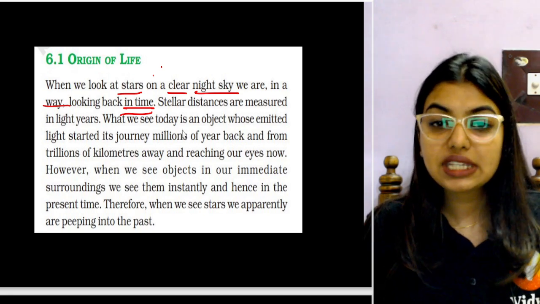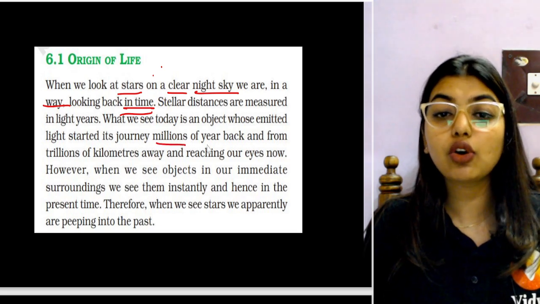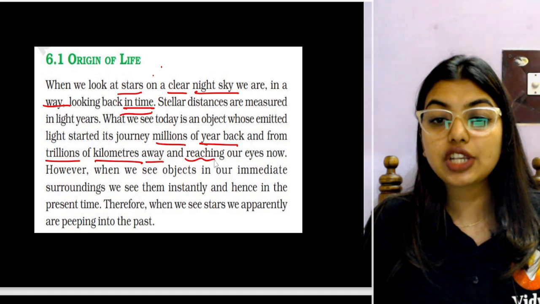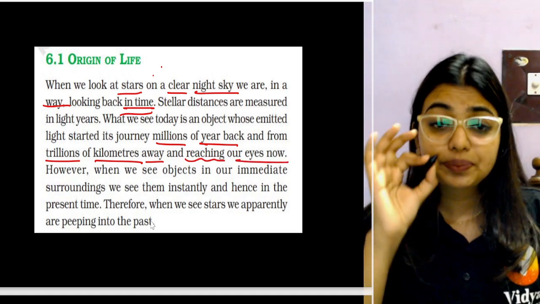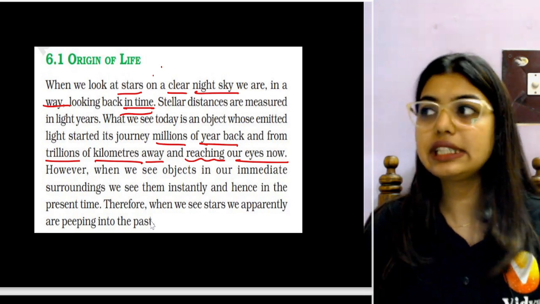So what we see today is an object that emitted light and started its journey millions of years back from trillions of kilometers away, and is reaching our eyes now. However, when we see an object in our immediate surroundings, we see it instantly, right?